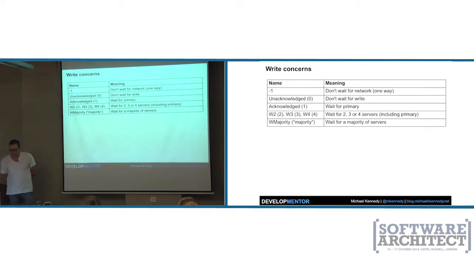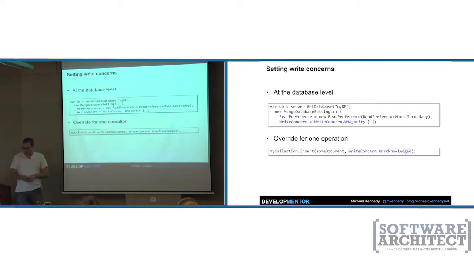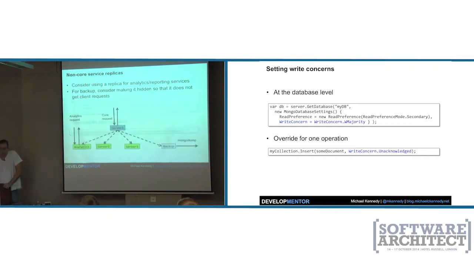All right. So here are some of the write concerns. -1 means like fire and forget. Unacknowledged means just as soon as the network socket opens, just tell me it worked. Acknowledged, the default, is wait till it's put in at least to the journal of the primary server and in memory. And then you have these other sort of knock-on effects. You set this up at the database or on a single operation.